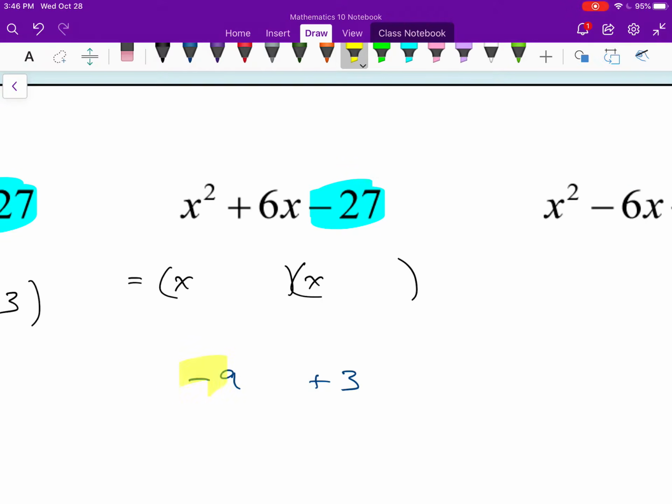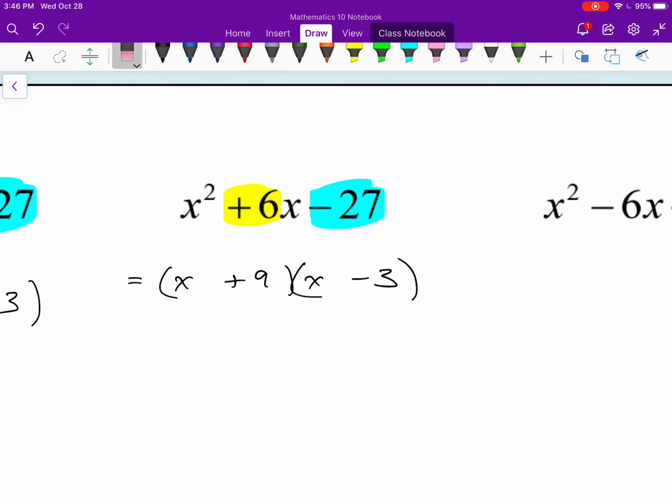But if I add these two together, negative 9 plus 3, that doesn't add to 6. Negative 9 plus 3 adds to negative 6. OK? So let's try two different numbers, and I may just have to change the signs. In fact, if I change this to a plus and this to a minus, it still multiplies to negative 27. Positive 9 times negative 3 still multiplies to negative 27. But notice positive 9 plus negative 3 is positive 6. And so my two factors must be x plus 9 and x take away 3.